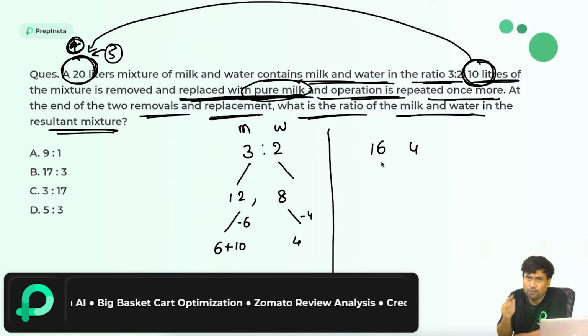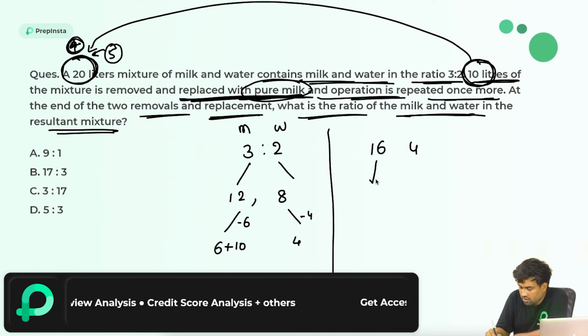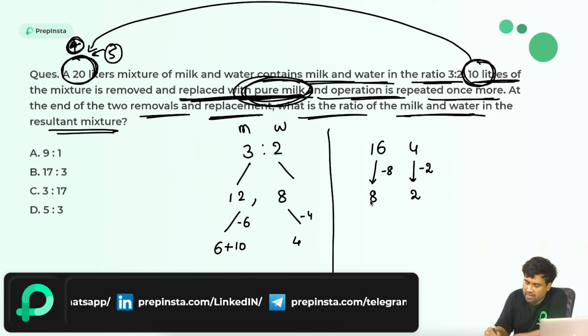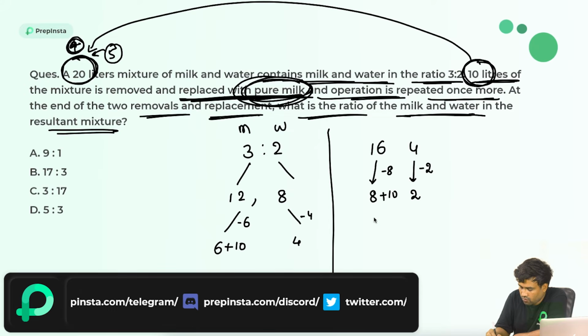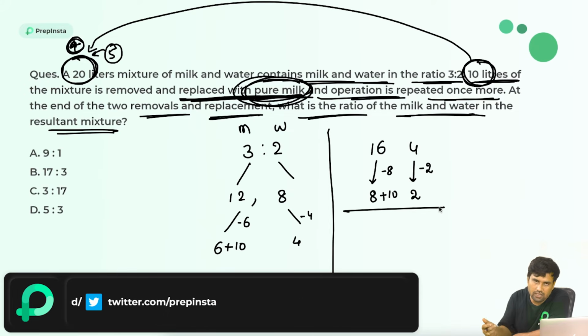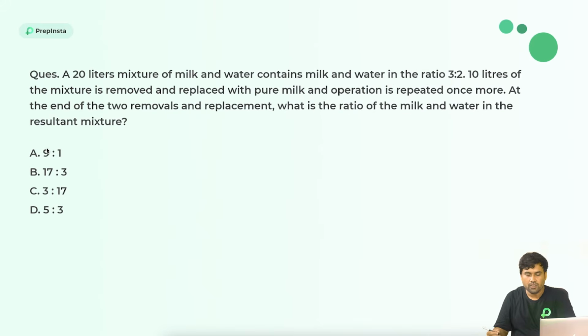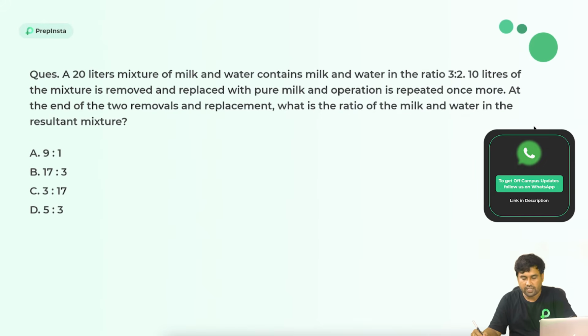So again 50% removed. Milk 50% means 8 liters removed, so 8 liters left. Water 2 liters removed, 2 liters left. And again pure milk is added, so plus 10. So finally after 2 replacements, we are left with 18 liters, comma 2 liters. Then what is the ratio? 18:2, which is equal to 9:1. Option A is correct. So just look into the next question.